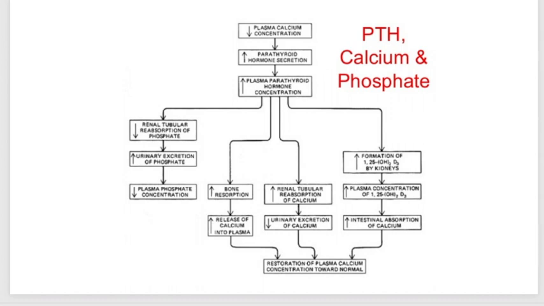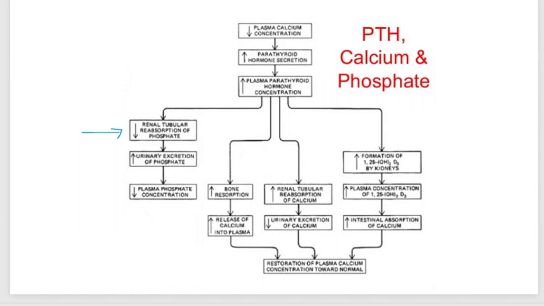So we have decreased calcium concentration. We then get an increased parathyroid hormone secretion from the parathyroid glands. This is going to increase parathyroid hormone concentration. So in the kidneys, it's going to decrease renal tubular reabsorption of phosphate. It's going to increase excretion of phosphate, and it's going to decrease the plasma phosphate concentration. In the bone, it's going to increase resorption and increase calcium release into the plasma.